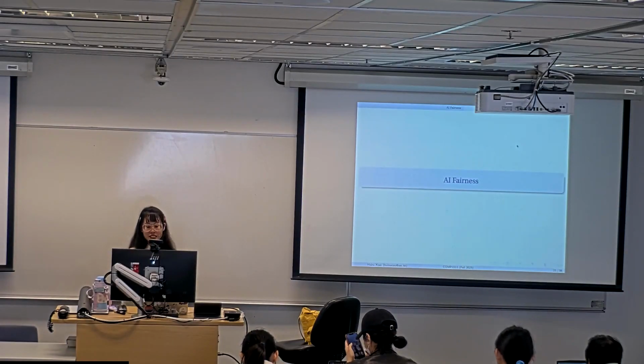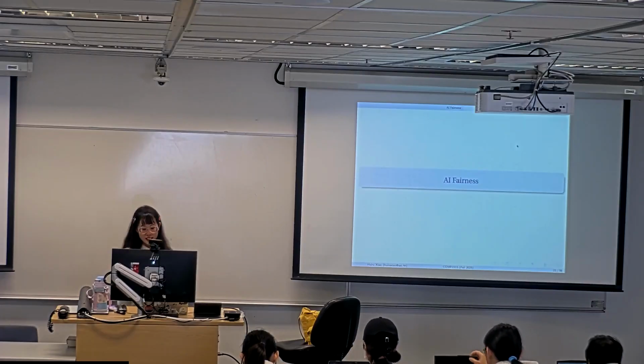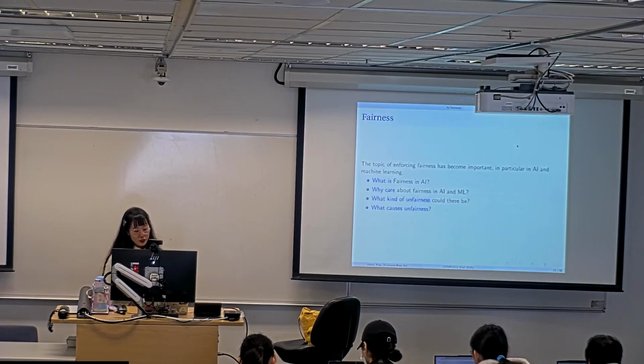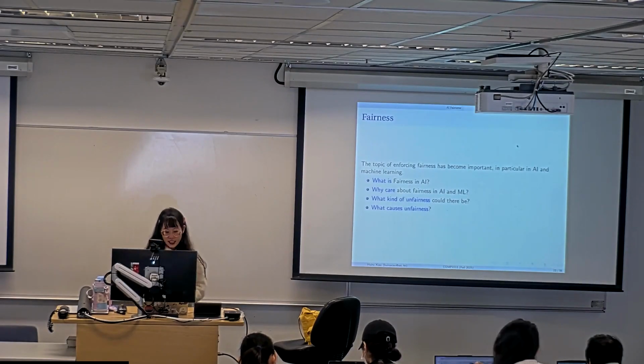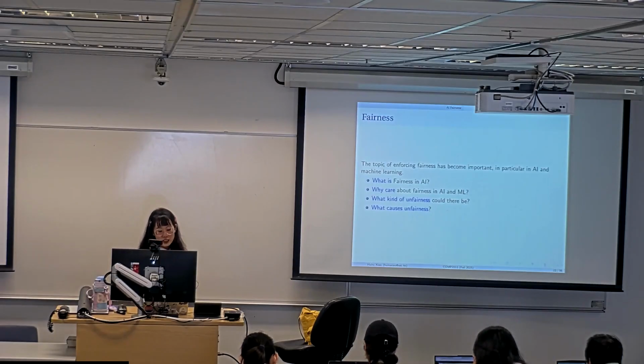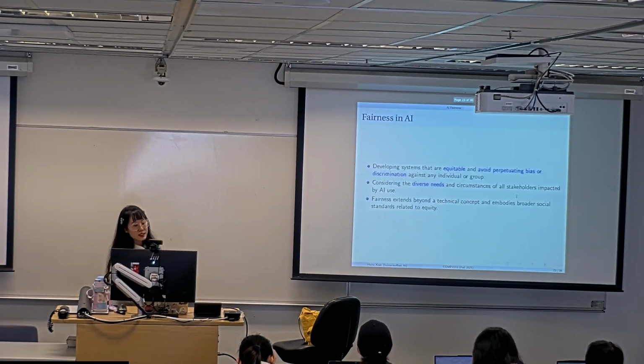All right, so let's continue with AI fairness. The topic of enforcing fairness has become very important, in particular in AI and machine learning. So next we will address 4 questions. First, what is fairness in AI? And then why should we care about fairness in AI and machine learning? And then what kind of unfairness could there be? And then what causes unfairness? Let's start with the first question.